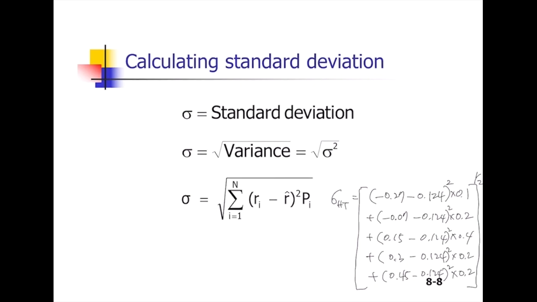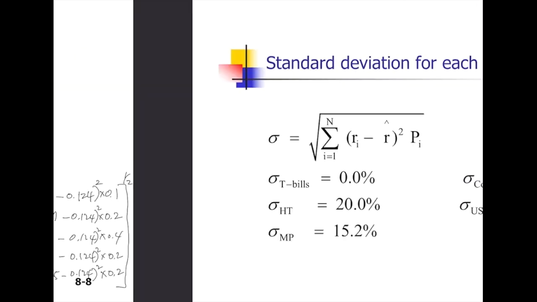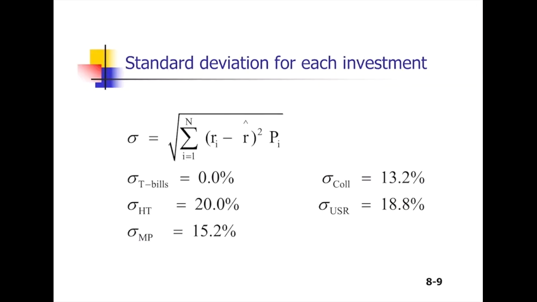Repeat this process, and you can calculate each financial asset's standard deviation. The next slide shows the standard deviation for each investment. As you can see, T-bill has the lowest risk of the financial assets, right? Because it is a risk-free asset, a risk-free bond. And the high-tech company has the highest risk.